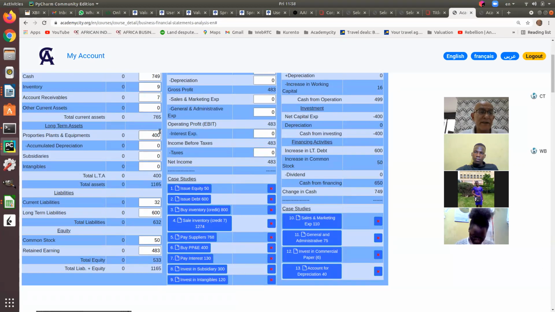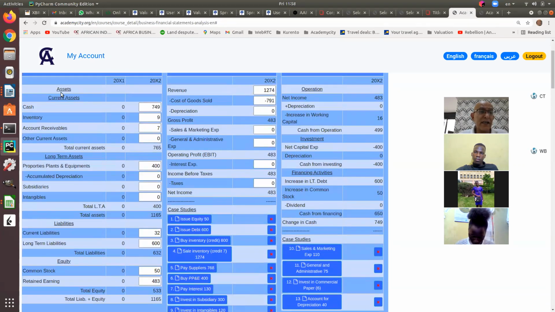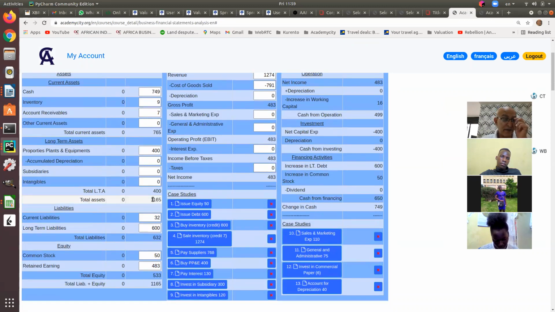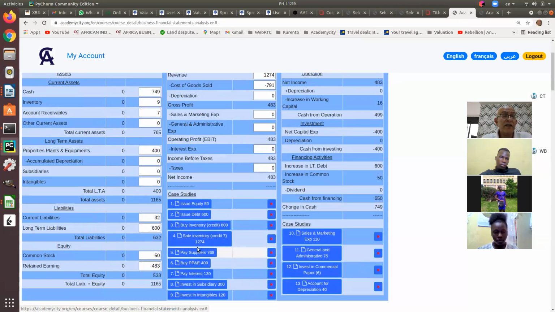So now we know the difference. Why in the assets section do we have two subcategories, current assets and long-term assets? Anything for less than a year will be categorized into current assets. Anything I'm going to hold for more than a year is going to be in the long-term assets. And this transaction, number 6, only had an effect on the current assets and the long-term assets.